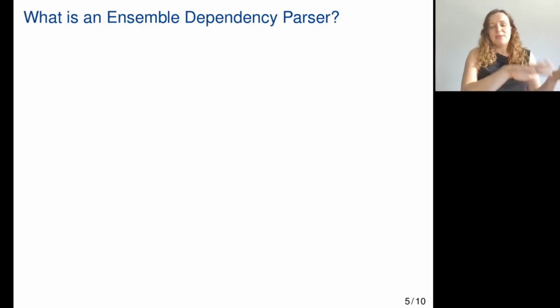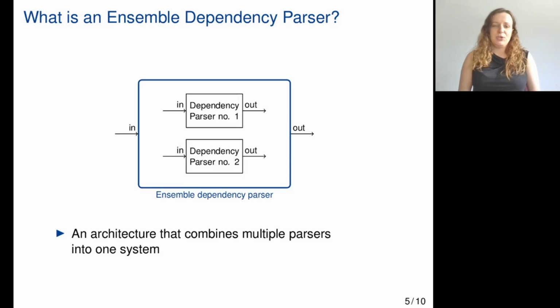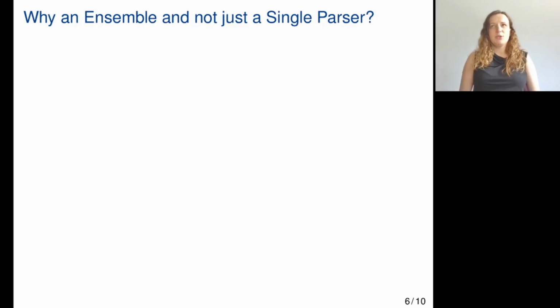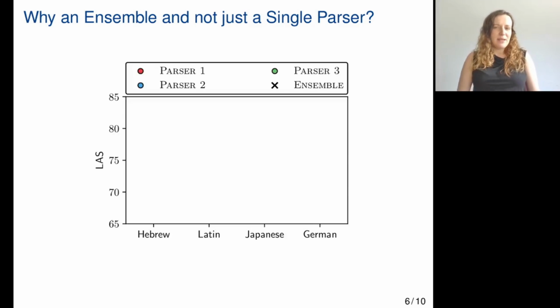So now let us switch to ensemble dependency parsers. They are those architectures that basically combine multiple parsers into one system. So they still get a sentence, John saw Mary, and they predict a dependency tree. So you might ask, why would somebody like to use an ensemble, which seems more complicated, than just a single parser? If you think of an intuition from real life, then usually we prefer to ask multiple experts when we are making a big decision than just one, right? The same applies to parsing.